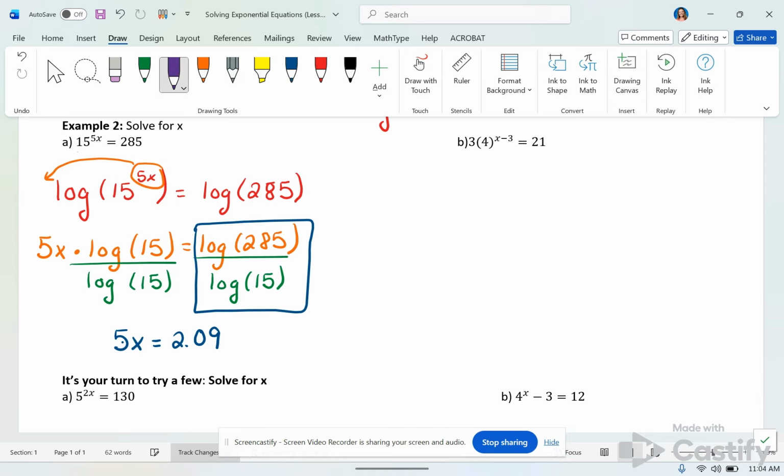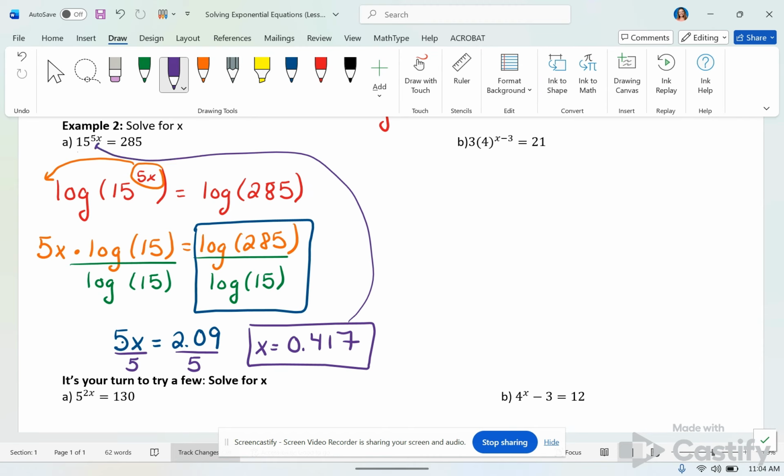You guys know how to solve that now. Divide both sides by 5. So our x is going to equal 0.417. And again, if you wanted, you could type that back in up here and make sure you get 285. It'll be rounded, so it might not be exactly 285, but it would be close. You would know if you did it correct before you moved on.